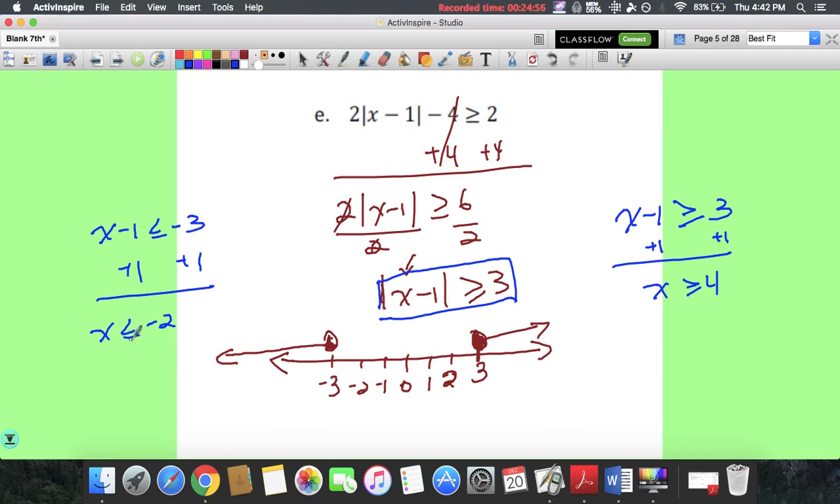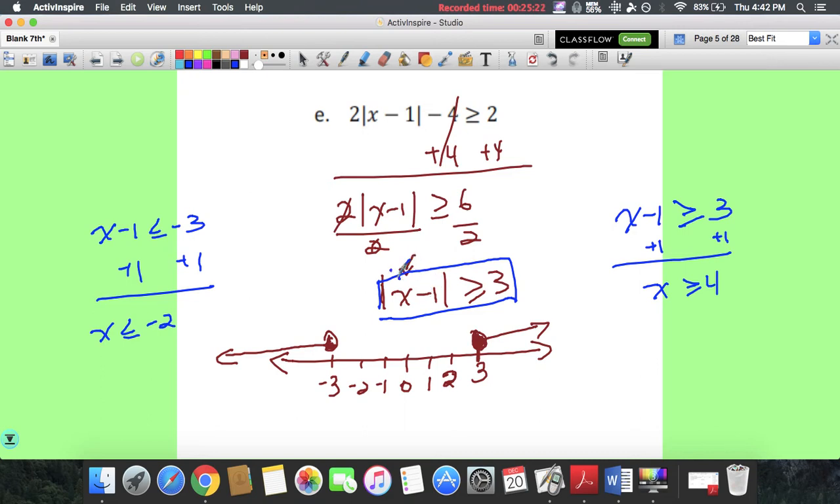How about on this side? It says that if I pick a value that is negative 2 or less, it will work. Well, let's pick negative 2. Negative 2 minus 1 is negative 3. The absolute value of negative 3 is 3, greater or equal to 3. Check. Let me pick negative 5. Negative 5 minus 1 is negative 6. And the absolute value of negative 6 is 6. That is greater or equal to 3.